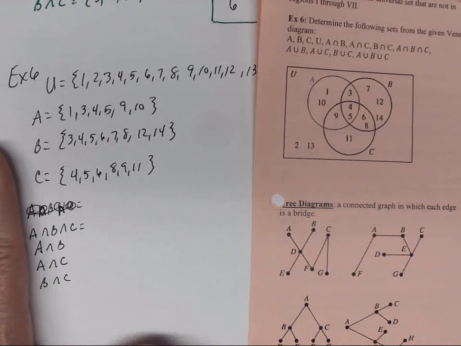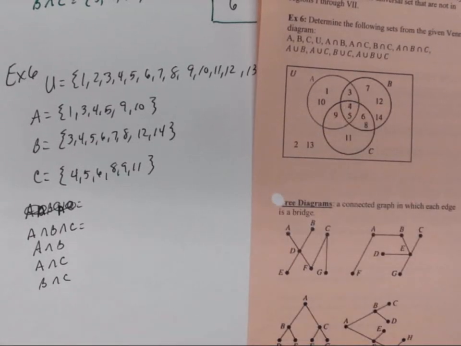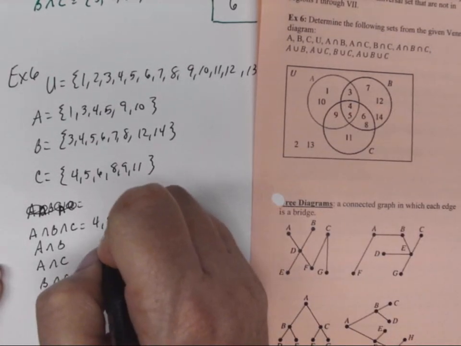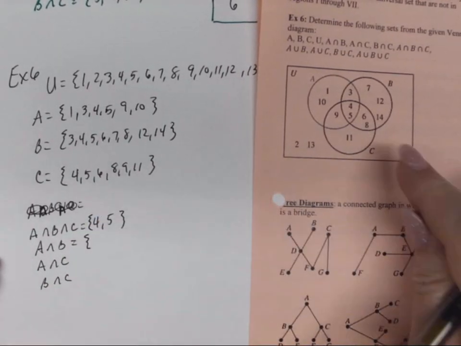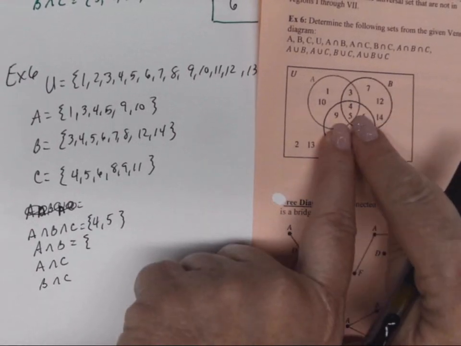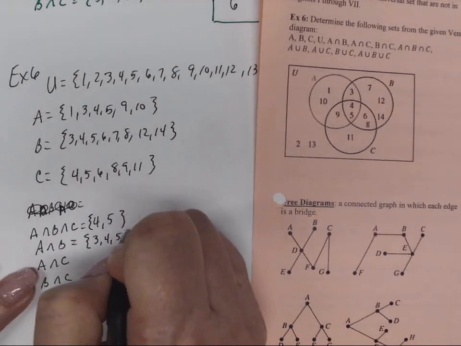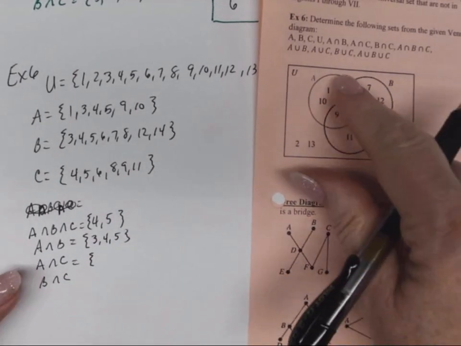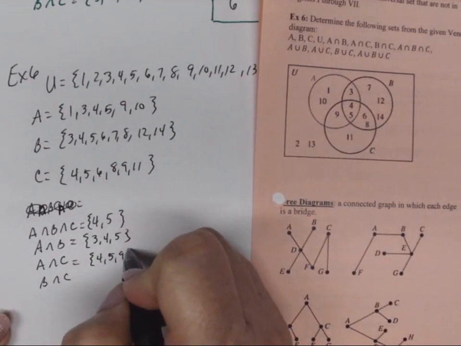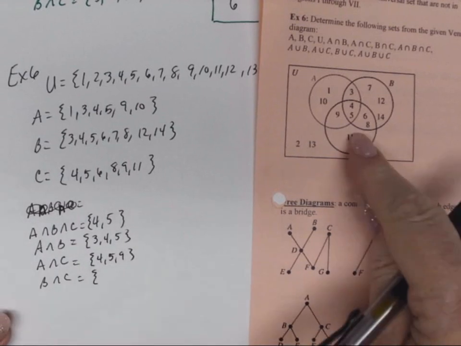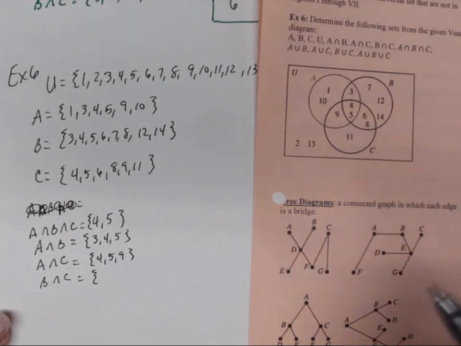All right, so I found those sets. Now let's go find the intersections. Well, the intersection of all of them is right there in the center. It's 4 and 5. Don't forget your curly brackets. The intersection between A and B are these two sections, so it's going to be 3, 4, and 5. The intersection between A and C will be 4, 5, and 9. And the intersection between B and C is 4, 5, 6, and 8.